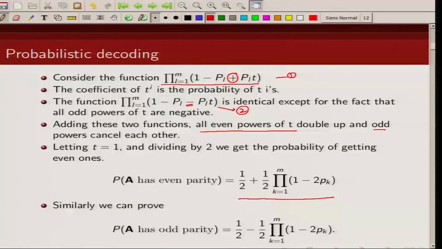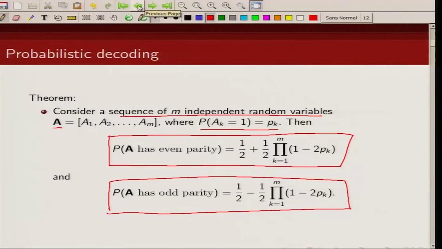And similarly, we can also prove the probability that A has odd parity. In this case, the first function has all terms positive, odd powers also positive, and the second has odd powers negative. So, if we subtract the second from the first, we will get basically the probability of odd parity, and that is given by this. Now, the same result can also be proved using mathematical induction.